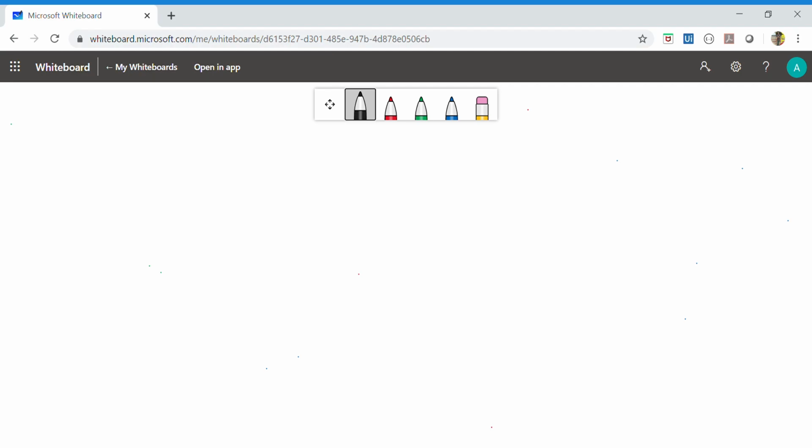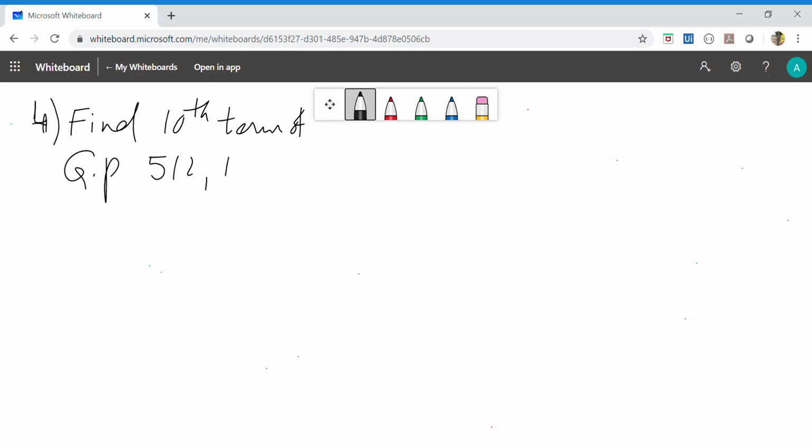Next, fourth question. Find the 10th term of the GP. What is the given GP? 512, 256, 128 and so on.